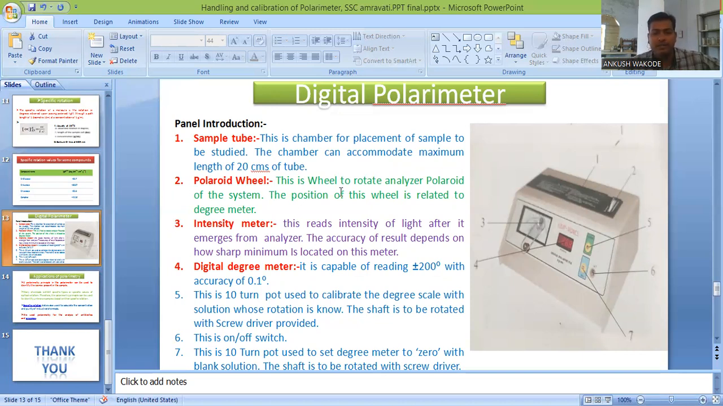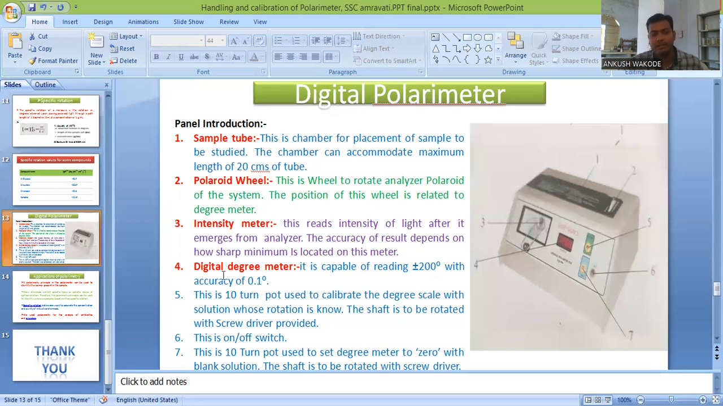Next is the polarized wheel. This is number two, the polarized wheel, which is a wheel to rotate the analyzer Polaroid of this system, and the position of this wheel is related to the degree meter. Using this Polaroid wheel back and forth, we can adjust the degree meter. Next is the intensity meter, number three, which reads the intensity of light after it emerges from the analyzer, and the accuracy of the result depends on how sharp the minimum is located on this meter.